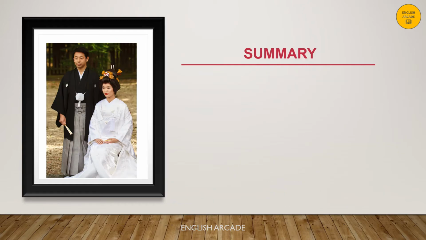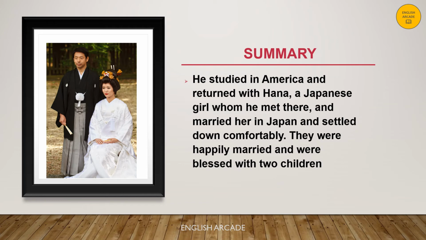Sadao studied in America and returned with Hana, a Japanese girl whom he had met there. The two of them studied at the same university, met, fell in love, but did not get married in America. They waited to come back to Japan, and they got married in Japan in the traditional manner and finally settled down comfortably. They were happily married and they were blessed with 2 children.